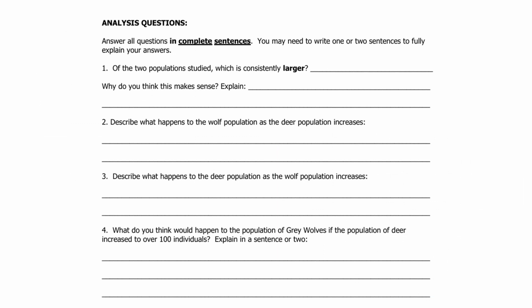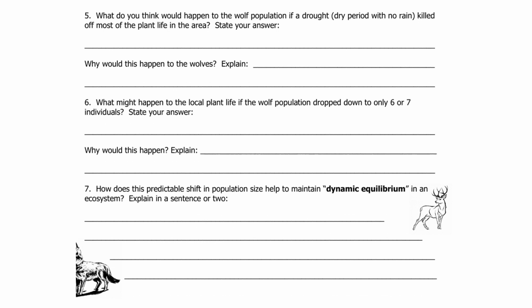Okay, so the questions are as follows. 1, you're going to look at, of the 2 population studies, which is consistently larger, okay, and you're going to explain why. 2, you're going to describe what happens to the wolf population as the deer population increases, so you're just looking at the trends of the graph. Okay, 3, you're going to describe what happens to the deer population as the wolf population increases. 4, what do you think would happen to the population of gray wolves if the population of deer increased to over 100 individuals? And explain.